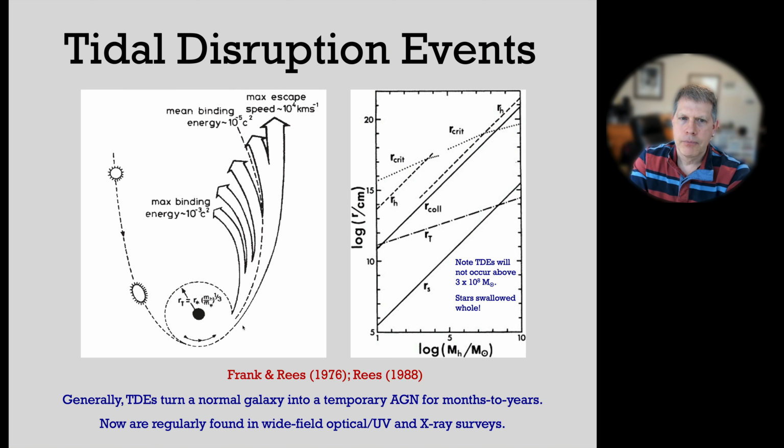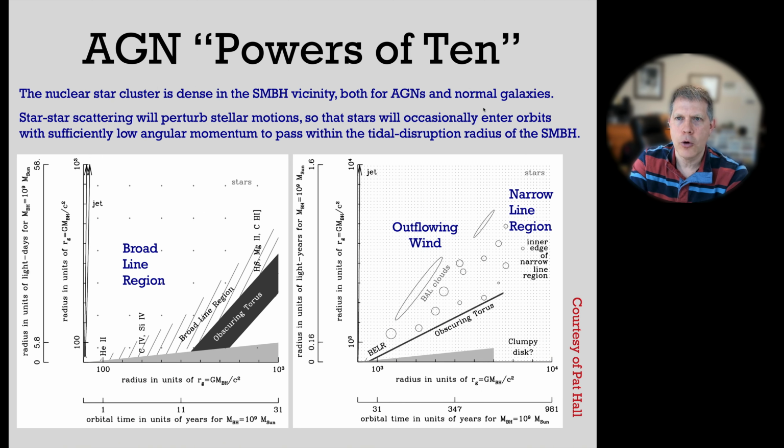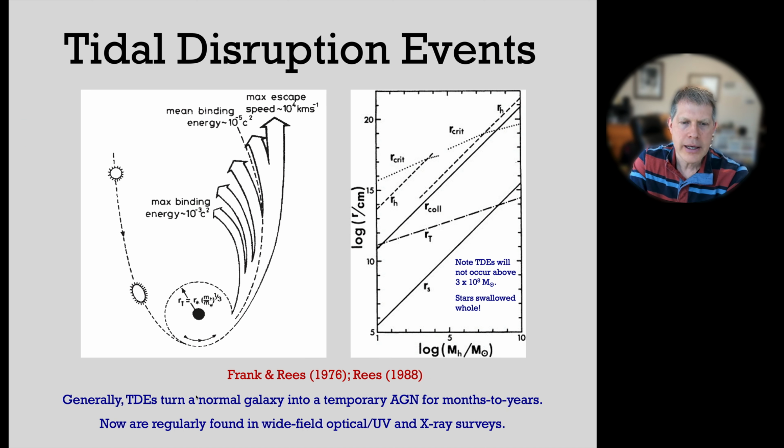Okay, and this mass, as it's accreted, can turn a normal galaxy, and of course, because normal galaxies are more common than AGNs, we expect most of these tidal disruptions to happen in normal galaxies. These are generally expected to turn a normal galaxy into a temporary active galactic nucleus for a period of months to years. That's the amount of mass in the star can feed one of these supermassive black holes for around that sort of time scale. There are a number of other complexities associated with this feeding process.